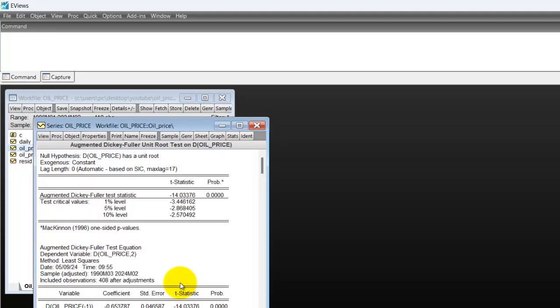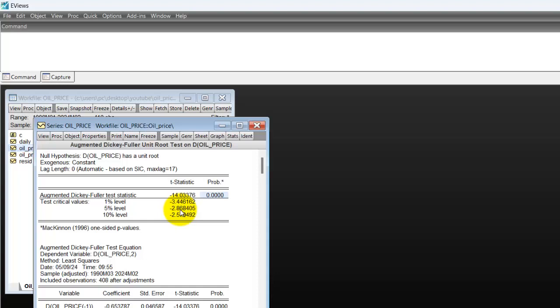Yes, the result is similar to the first difference of the situation where no intercept, no trend is included. You can see that the probability value is also significant, and the absolute value of the test statistic is greater than the three critical values. So now we can conclude based on these results that oil price is stationary after first difference. We can't go for the third one, which says that it is at level.